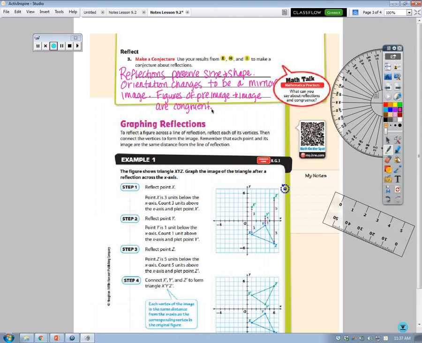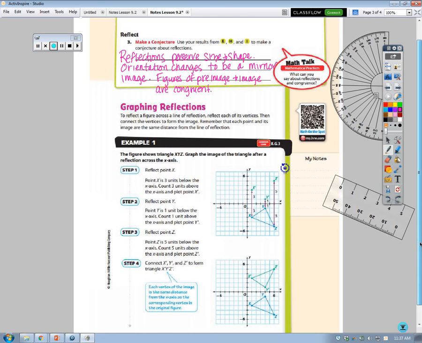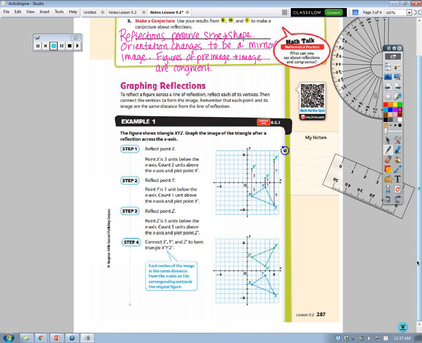So how do you graph reflections? Well, I use little shapes here. But you would graph a reflection by finding the original points. You're going to count each point's distance from the line of reflection. So here in example 1, we are going to reflect a figure across an axis. A figure is shown, triangle XYZ. Graph the image of that triangle after a reflection across the axis. That's our line of reflection.